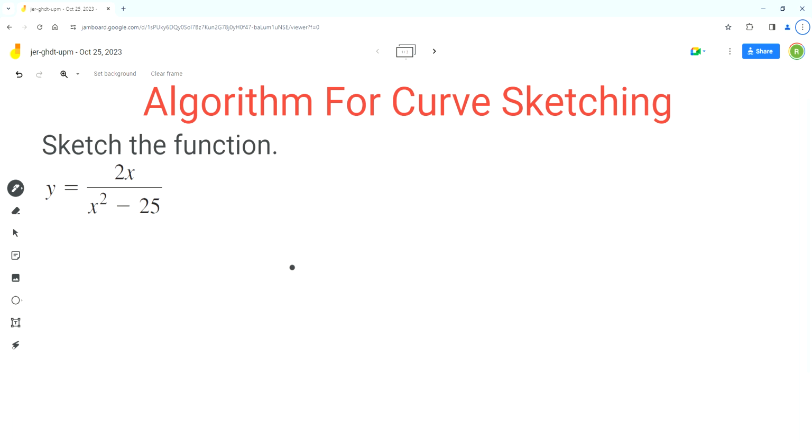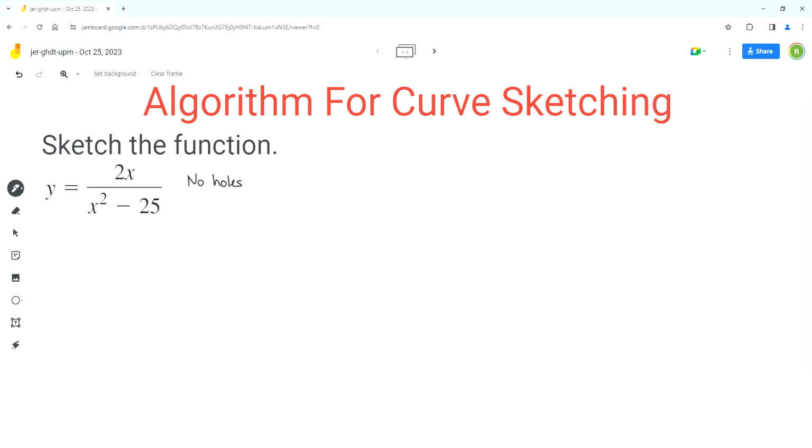So in this video, we'll solve this problem using the concepts of derivatives. As per the problem, sketch the function y equals 2x over x squared minus 25, and this is a rational function. The first step is to find the discontinuities in this function. Now in this function, there is no common factor in the numerator and the denominator. That means this function has no poles.